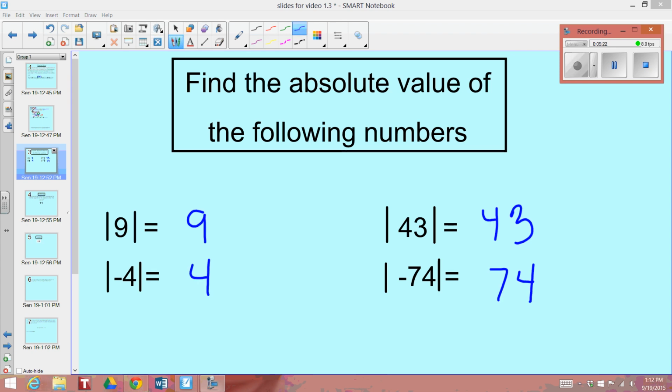Nice job trying these questions on your own. Now self-check and see if you got them all correct. And if not, ask yourself, what don't I understand?